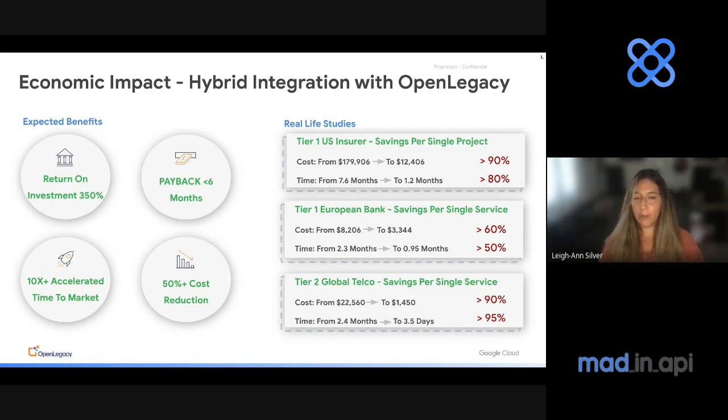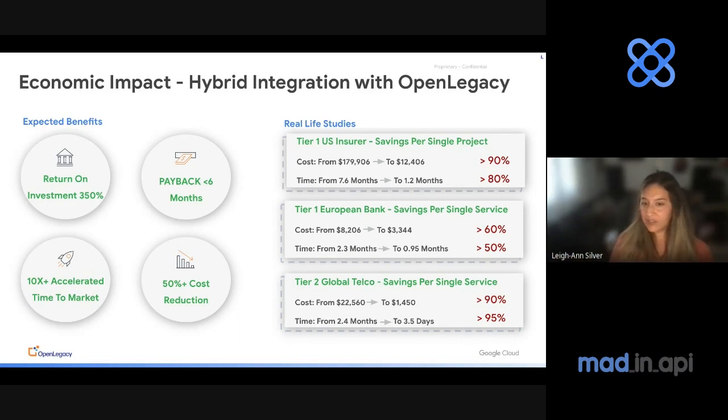Of course, when you combine this with Apigee application integration, you should be expecting even further extreme numbers than what you see on the screens, because OpenLegacy does not deal with the modern layer and the orchestration layer and the complex, robust things that Apigee application integration does.